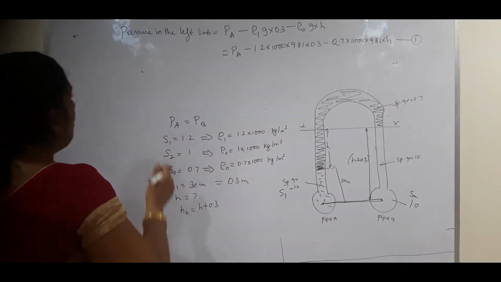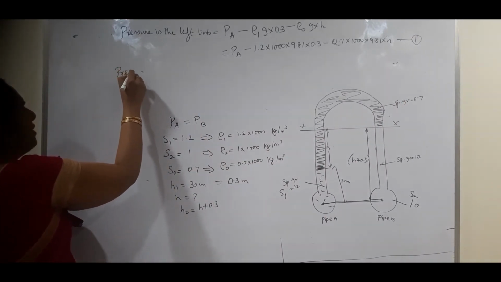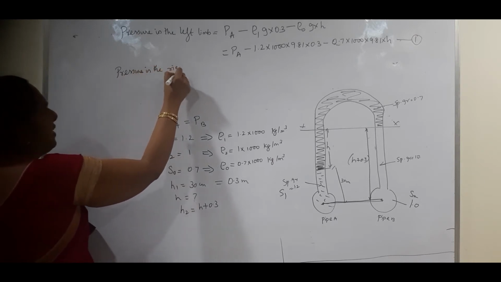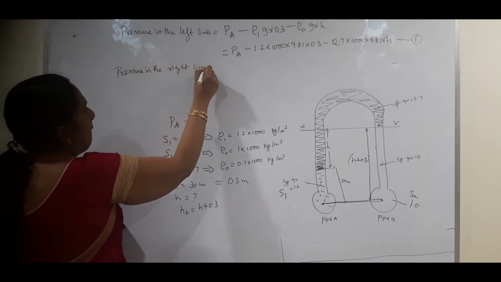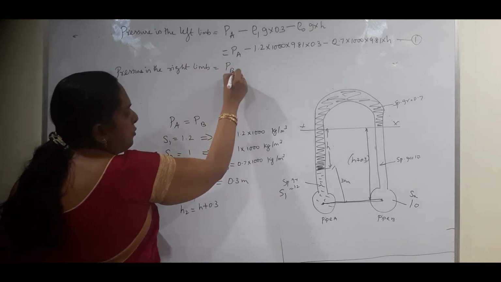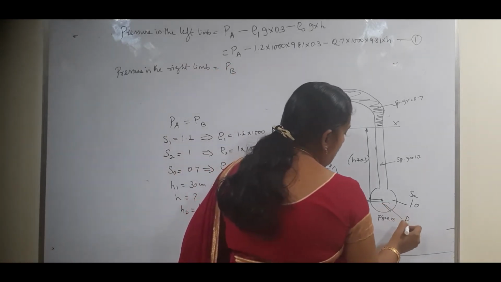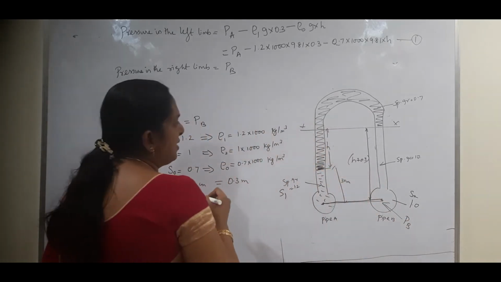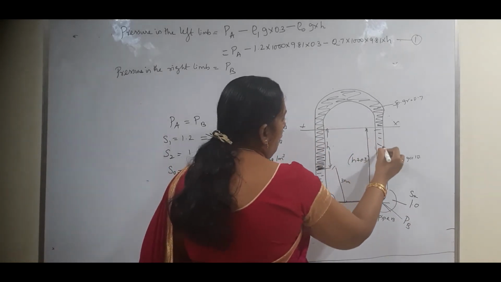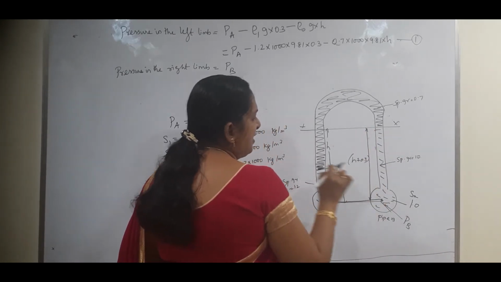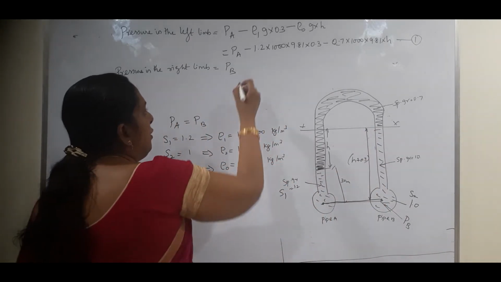Now we have to find out what is the pressure on the right limb. So the pressure on the right limb is PB, that is also an unknown here. Though it is given to us that PA is equal to PB, PB is as of now unknown, and here we have one more liquid up to this level. So what is the height of this liquid? It is H plus 0.3. So we don't have any other thing.